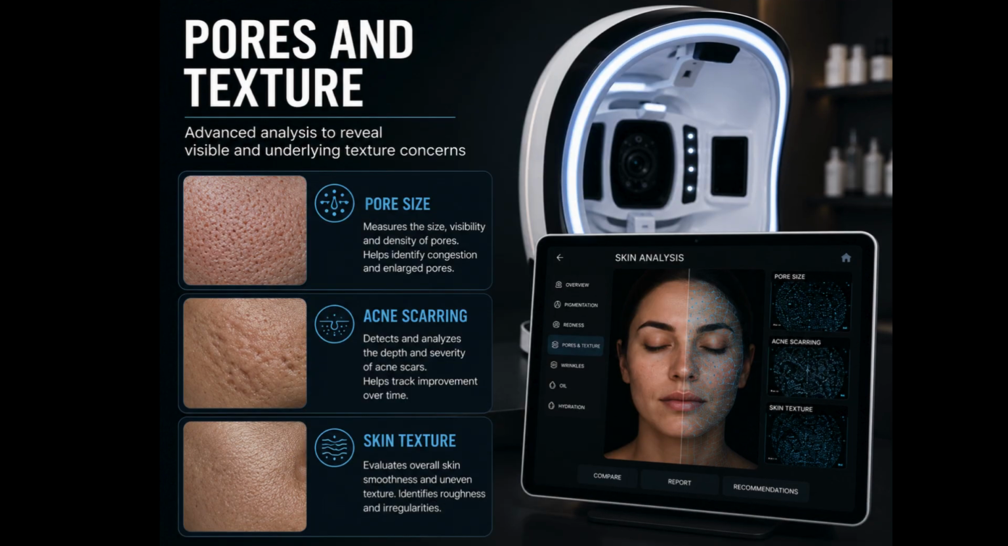Texture and pore analysis can be useful when monitoring treatments such as lasers, chemical peels, microneedling and skincare programs. Assess pores and texture: pore size, acne scarring, skin texture.